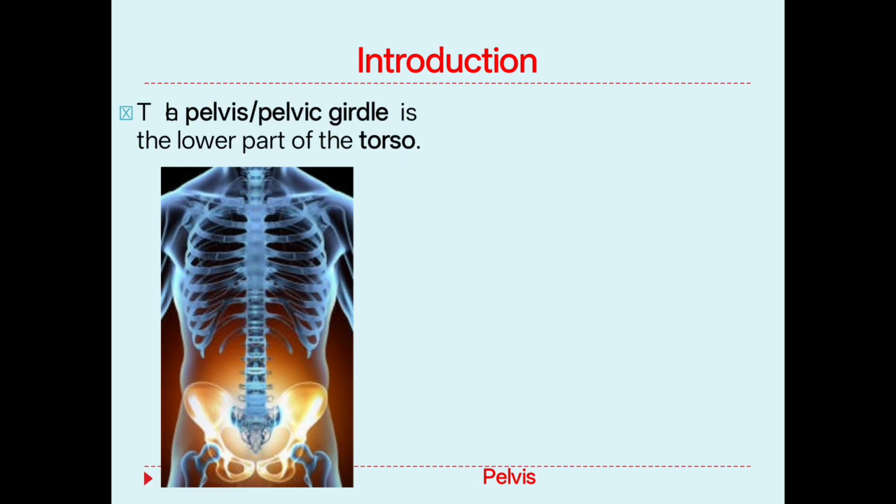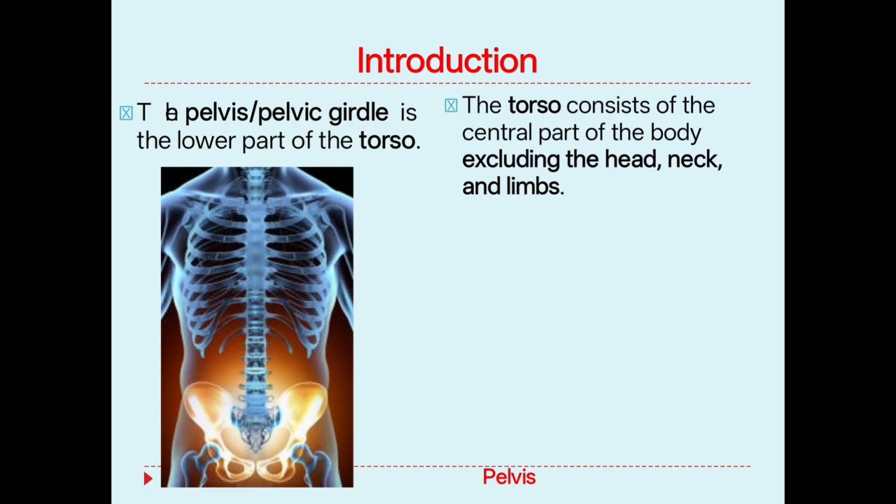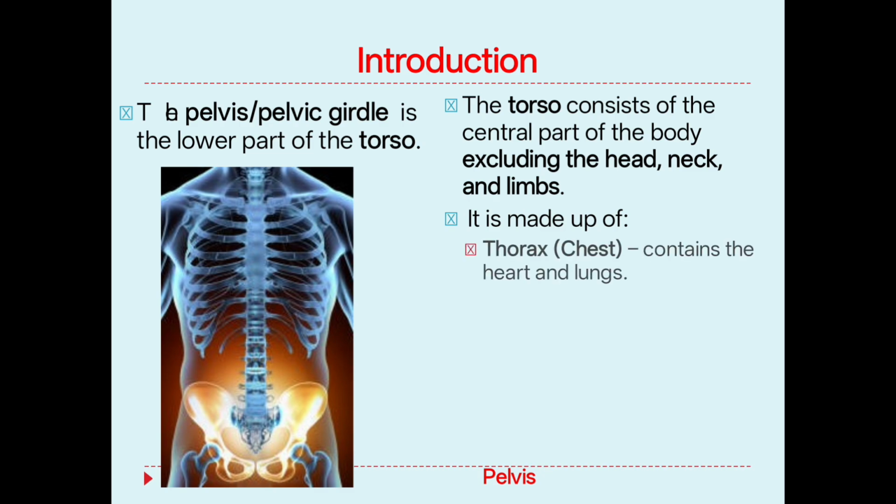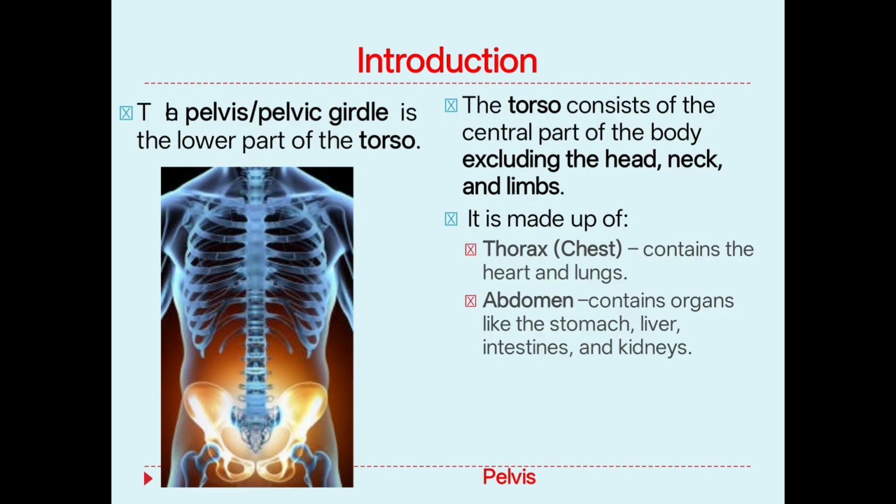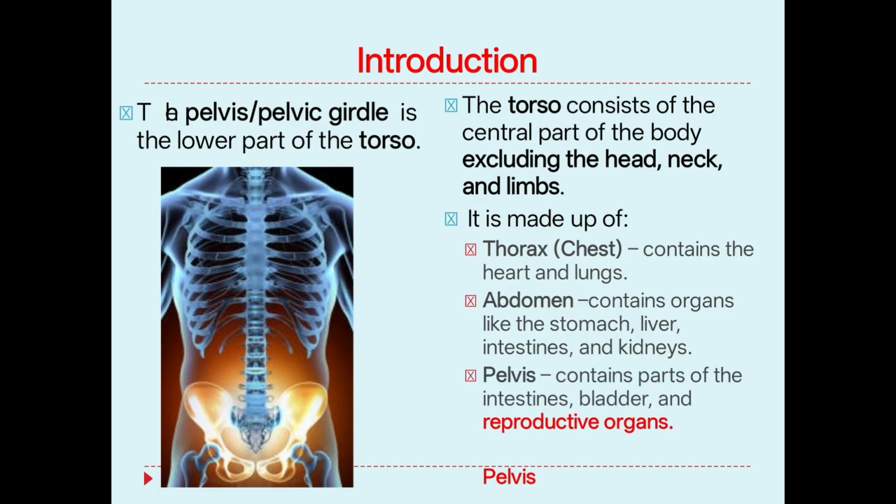Yes, the pelvis or pelvic girdle is the lower part of the torso. Yes, you know very well about the torso. The torso consists of the central part of the body, excluding the head, neck, and limbs. It is made up of thorax, abdomen, and pelvis. The thorax, the chest, contains the heart and lungs. The abdomen contains organs like the stomach, liver, intestine, and kidneys. The pelvis contains parts of the intestine, bladder, and reproductive organs.